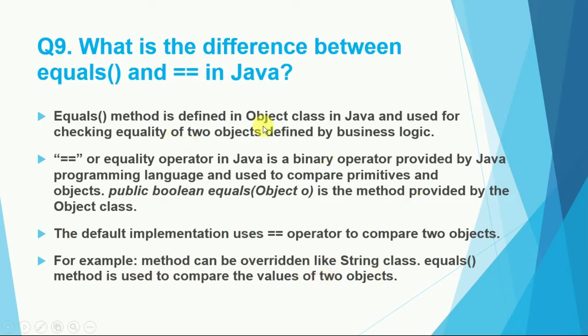So I hope you understood the difference between equals and ==. equals is a method defined in the Object class, and == is an equality operator in Java, a binary operator provided by Java, which is used to compare primitives and objects.